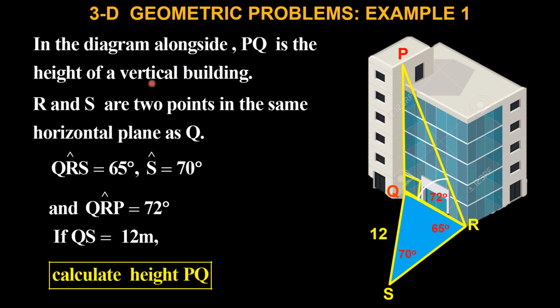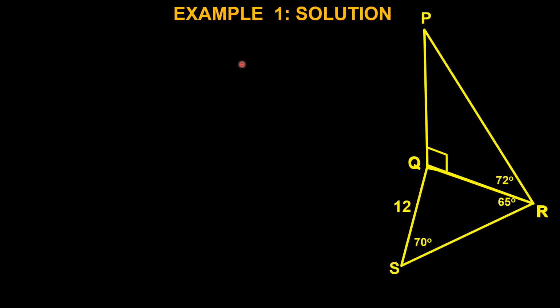In the next slide, we're going to show you the approach, how to calculate the height PQ. Now let's look at the solution. Here we have our diagram with all the given information. We notice that it's not necessary to redraw the triangle. Why? Because all the measurements are clearly visible. No need to redraw that.